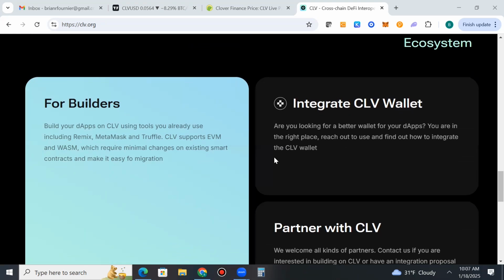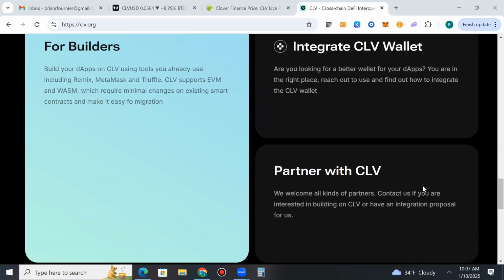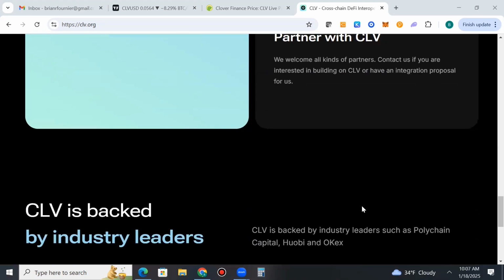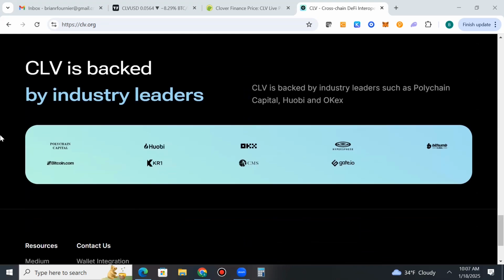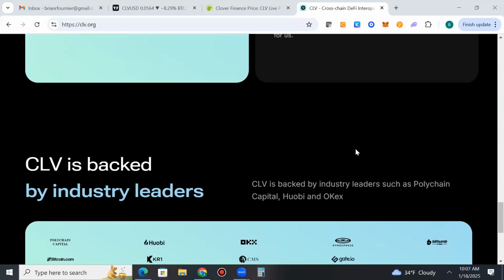CLV supports EVM and WASM, which require minimal changes on existing smart contracts and make them easy for migration. Also don't forget, CLV was one of the parachains on the Polkadot network back in 2020 and 2021. So they can interface between ERC and Polkadot and different networks. They already have that bridge in place. That's huge, being one of the parachains for the Polkadot ecosystem. Here's some more info. They're backed by industry leaders: Polychain Capital, Huobi, that's an exchange, Bitcoin.com, Gate.io, Hypersphere, and BitHub. So a lot of different companies they are already partnered with.